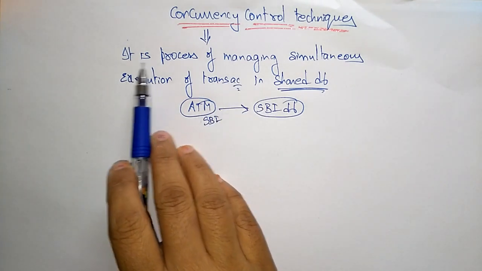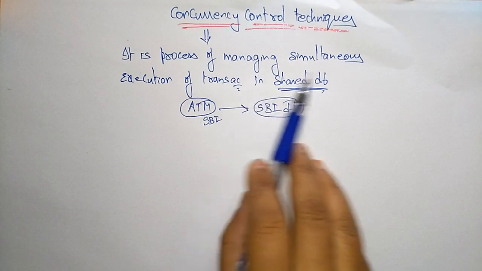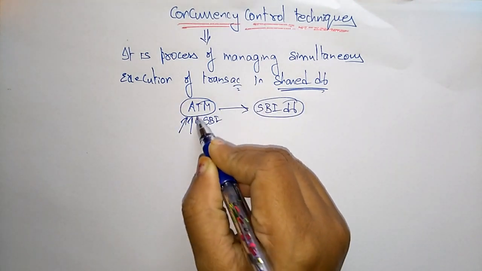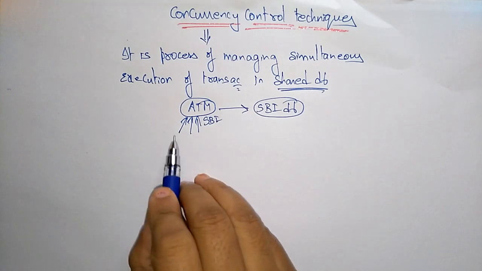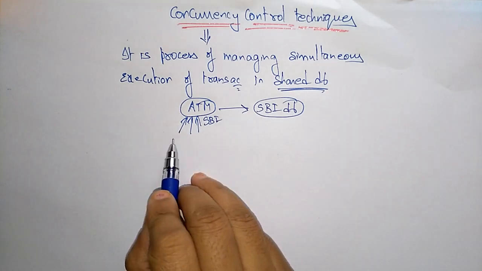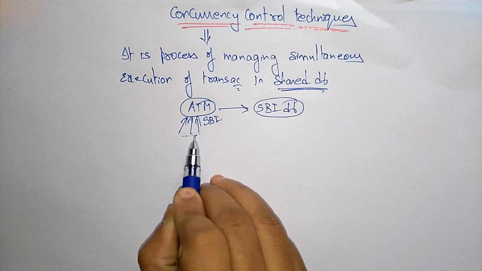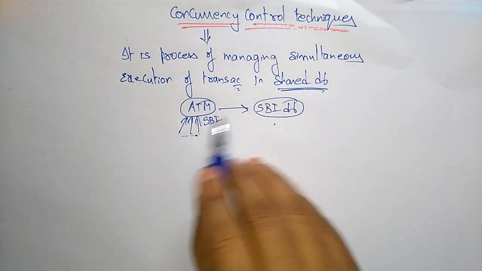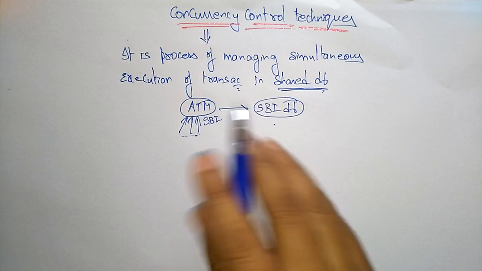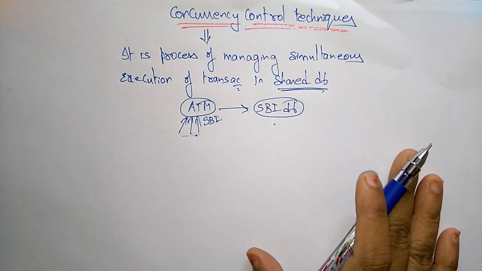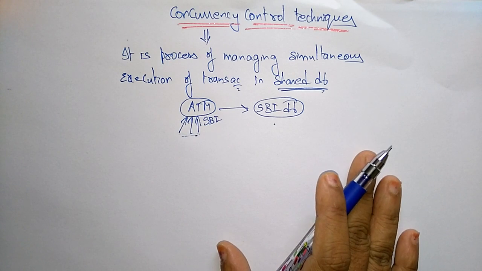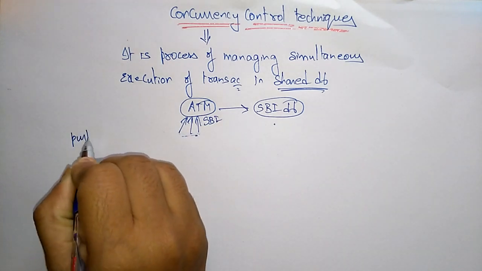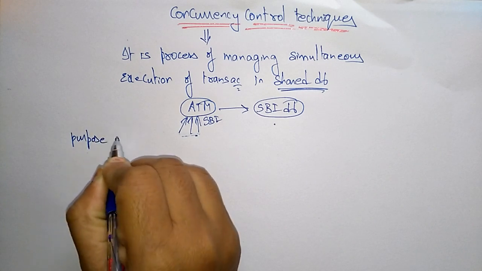So concurrency is a process of managing simultaneous execution of transactions. Different people are accessing at the same time. So concurrency is managing all the simultaneous execution of these transactions that are working on the same database, so they are sharing their database. That you call it as concurrency control. So let us see what is the purpose of concurrency control. Why are we using this concurrency control?